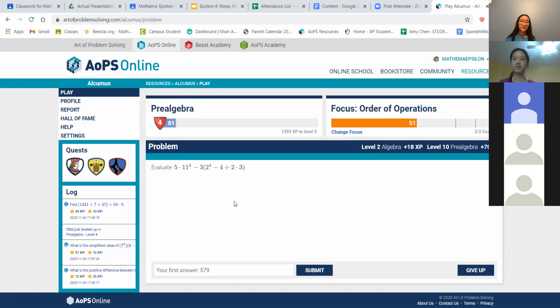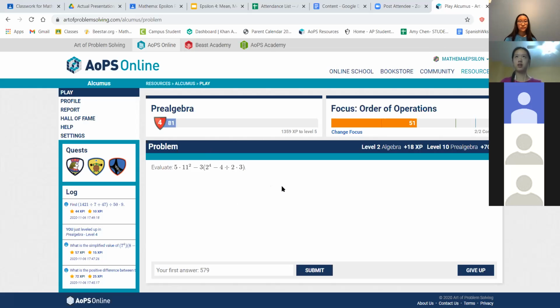Okay, then I guess I'll just go through the whole problem. So first, in PEMDAS is the P, so we look at the parentheses. And next on PEMDAS is the E, which means exponents. So first, inside these parentheses, we have the exponent 2 to the 4th power. So first, we're going to simplify that. 2 to the 4th power is 16. So now the parentheses would become 16 minus 4 divided by 2 times 3.